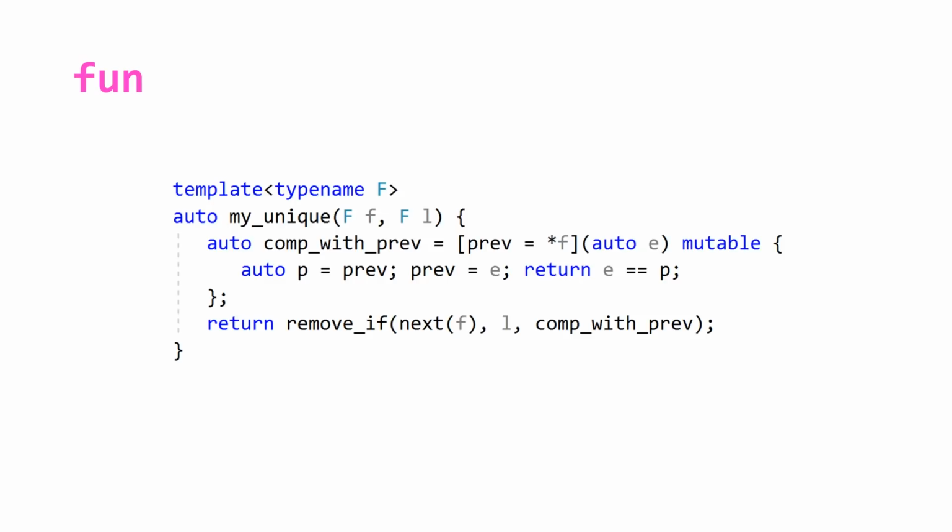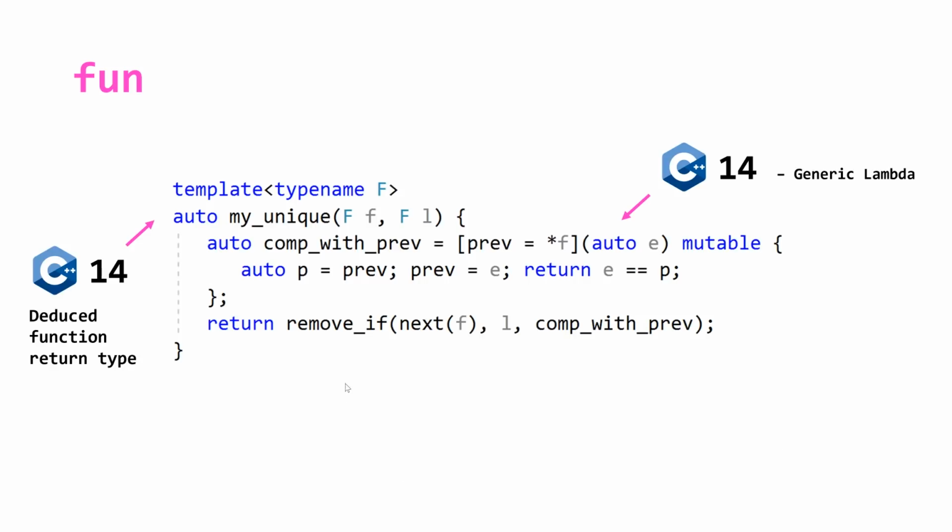And a couple notes about this algorithm. It's making use of two C++14 features. The auto in the parameter list of our lambda makes this a generic lambda, and the auto as the return type of our algorithm makes use of the deduced function return type. So you need to be compiling with C++14 in order for this algorithm to work.